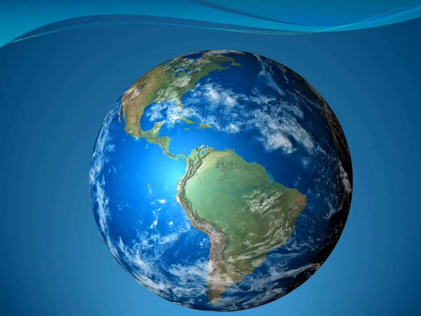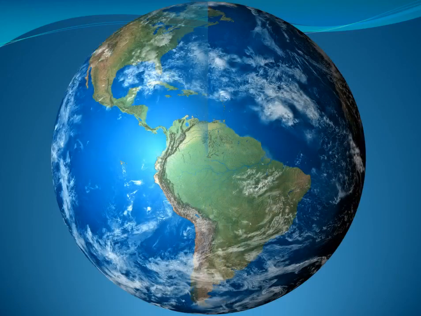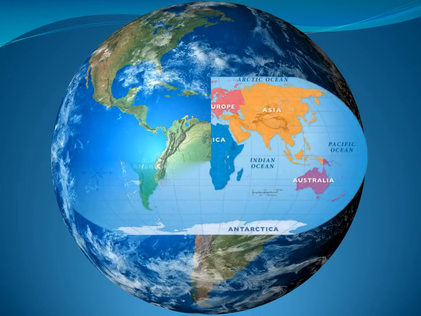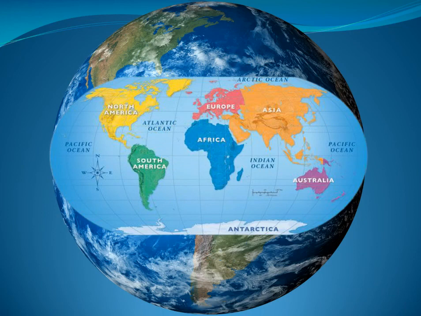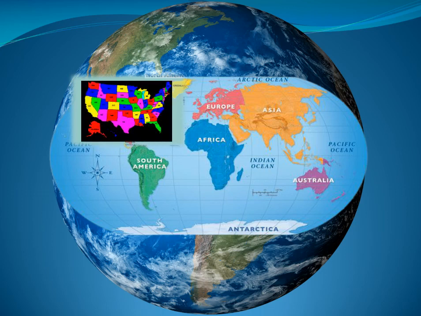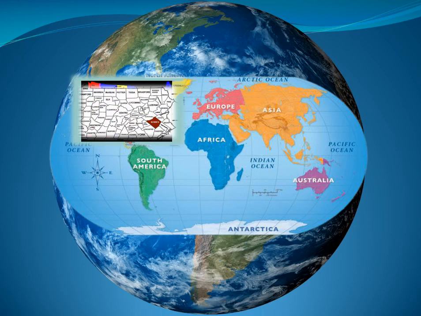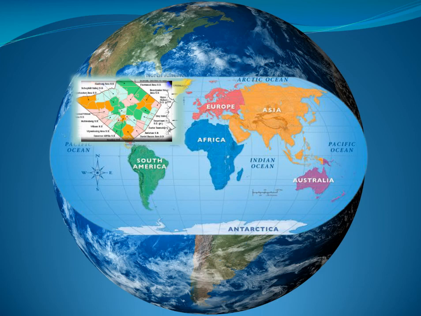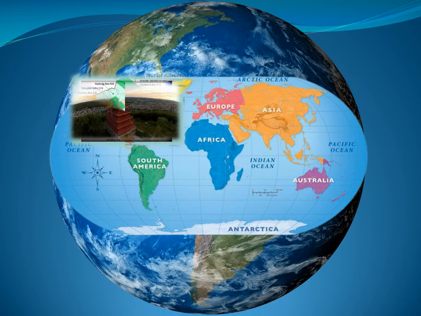Let's do a quick recap. We live on Earth, and on Earth, there are 7 continents. We live on the continent North America. And in North America, we live in the country, the United States. And within the country, we live in the state Pennsylvania. And within Pennsylvania, we live in Berks County. And within Berks County, we live in the city of Reading.